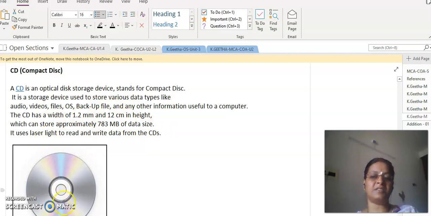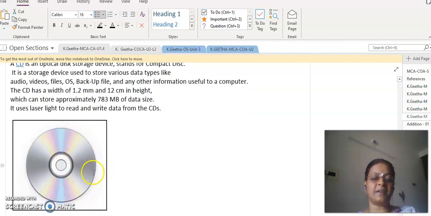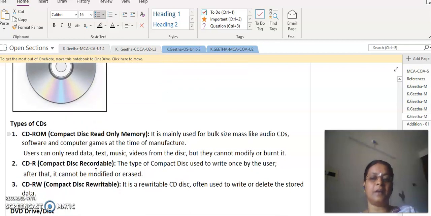And the width of this CD also is going to vary in size based on the capacity of the data which is going to be stored. And of course, it uses laser light technology to read the information and write the content into the CD. Then coming to the types of CD, it can be CD-ROM, which is otherwise referred to as compact disc read-only memory.